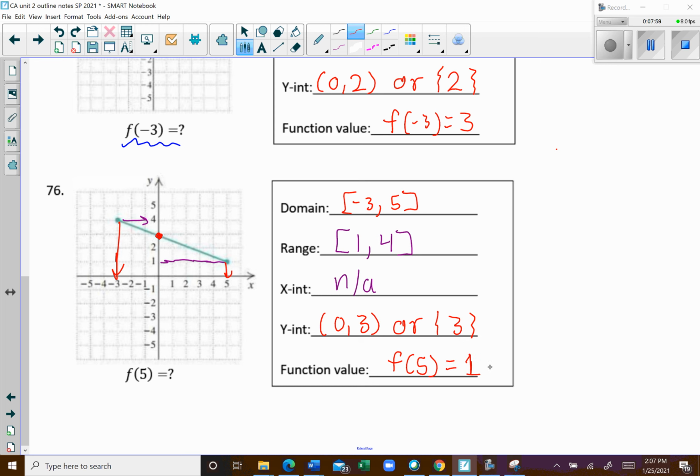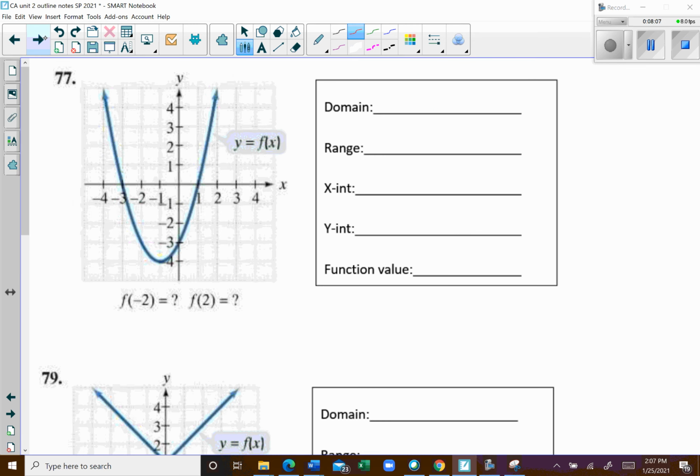Okay, so I've got about 4, maybe 5 more of these continuous graphs. We'll go ahead and look at those with the same type of questions. So here we are. Okay, so this time once again, we're back to domain.